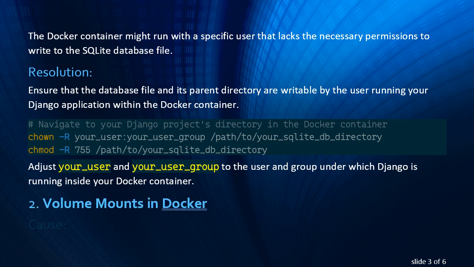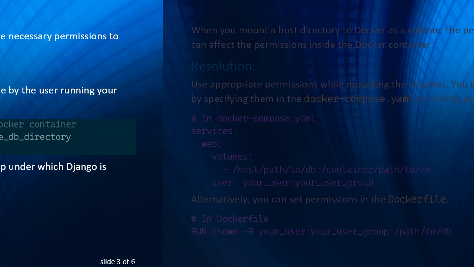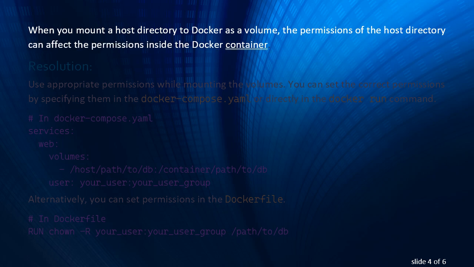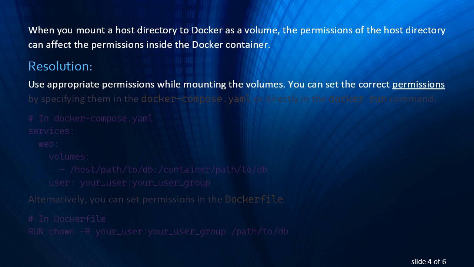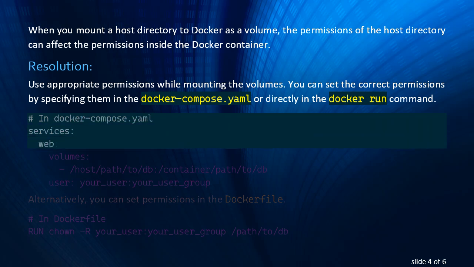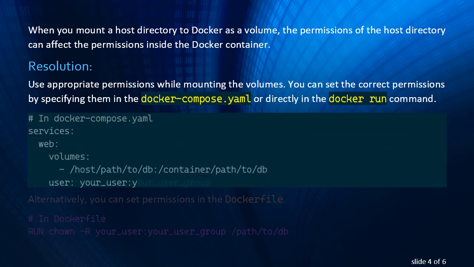2. Volume mounts in Docker. Cause: When you mount a host directory to Docker as a volume, the permissions of the host directory can affect the permissions inside the Docker container. Resolution: Use appropriate permissions while mounting the volumes. You can set the correct permissions by specifying them in the docker-compose.yaml or directly in the docker run command. Alternatively, you can set permissions in the Dockerfile.